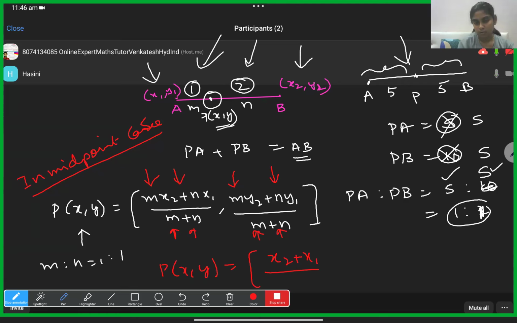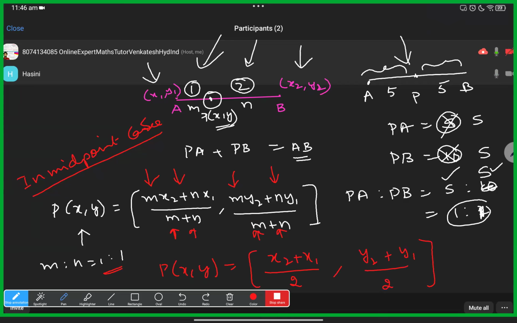In the denominator, m and n are 1 and 1, so 1 plus 1, 2. And here also, y2 plus y1 by 1 plus 1, 2. So this is the formula to find out the midpoint. If they give us 2 points A and B, x1, y1, x2, y2, and they ask us to find out the midpoint of the line joining them, we simply need to use this one. This midpoint formula comes from this thing only.